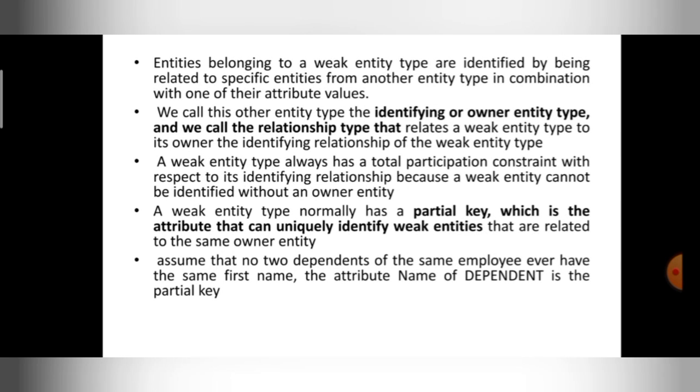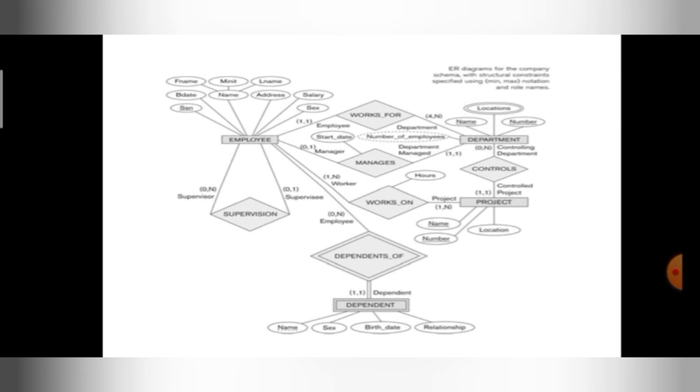Weak entity types always have a partial key. We call it a partial key. This partial key is the attribute that can uniquely identify weak entities, together with the owner entity, that is the strong entity. You can see the dependent has a name. The name of the dependent is the partial key. It is the partial key, right? Hope you are understanding.